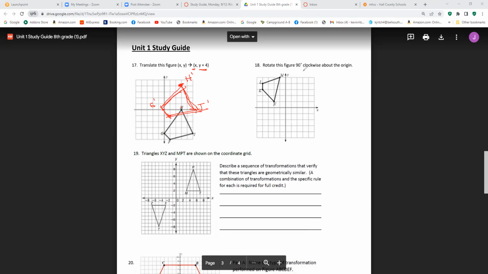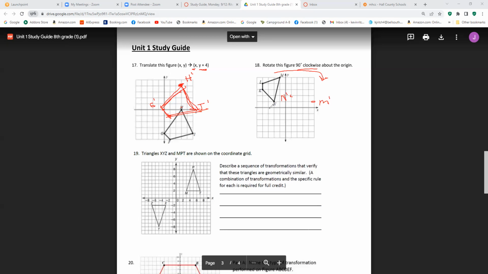Rotate this figure 90 degrees clockwise. 90 degrees clockwise is going this way. So we're going to take M, instead of at -1, 1, 2, 3, 4, 5. We're going to go right 5. Up 1. There's M prime. And instead of left 2 up 1, we're going to go right 1 up 2. There's N prime.